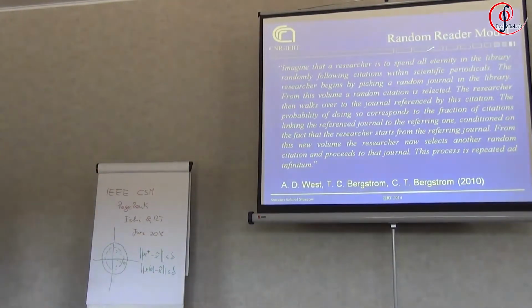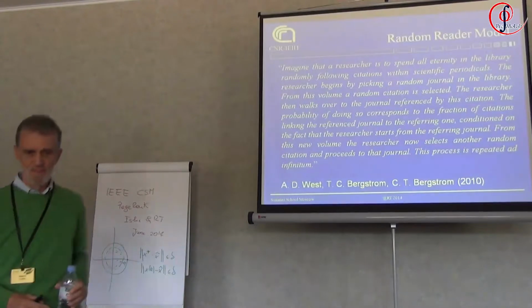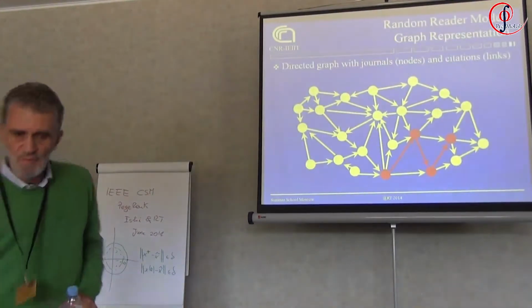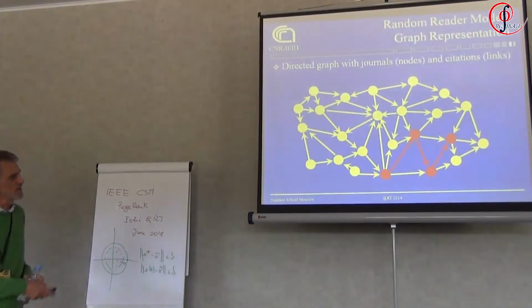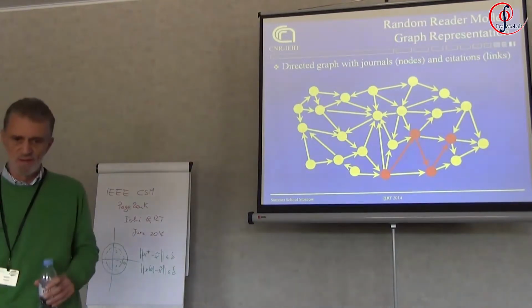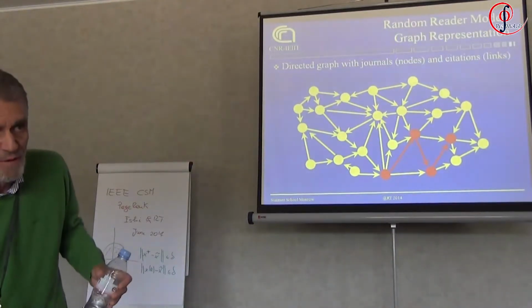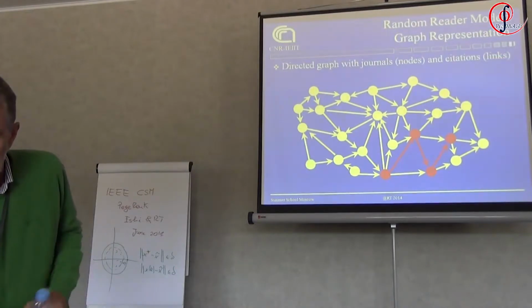This is what I call the random reader model. It's the same idea that you move around and then you do this. So you have a directed graph, whose nodes are now journals, and edges are citations.